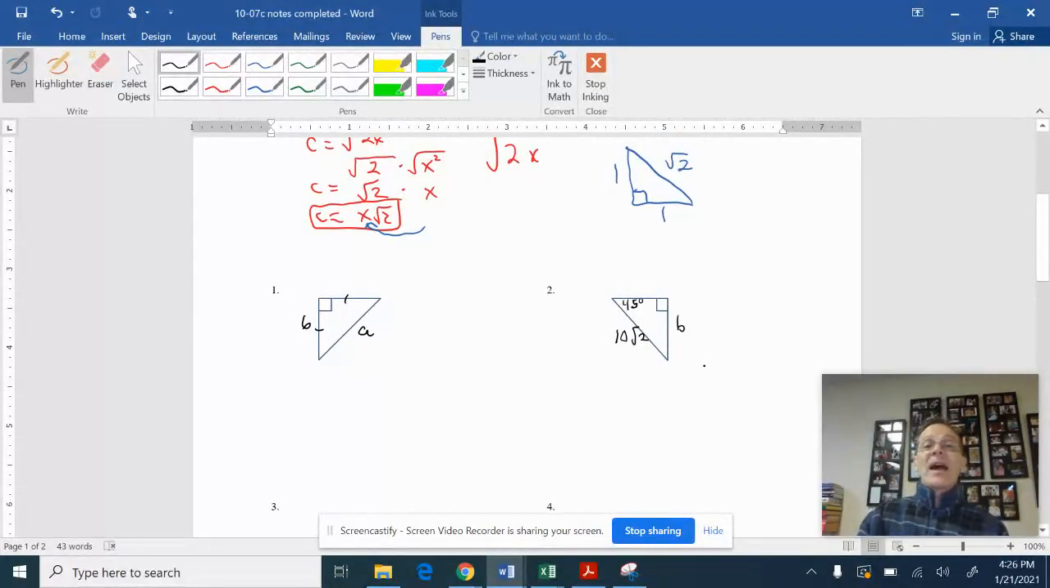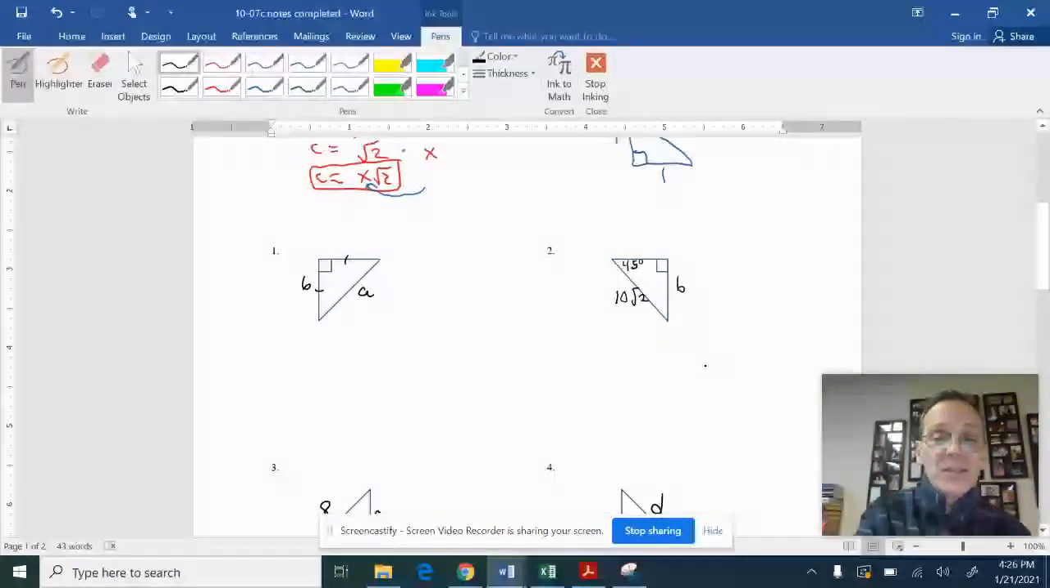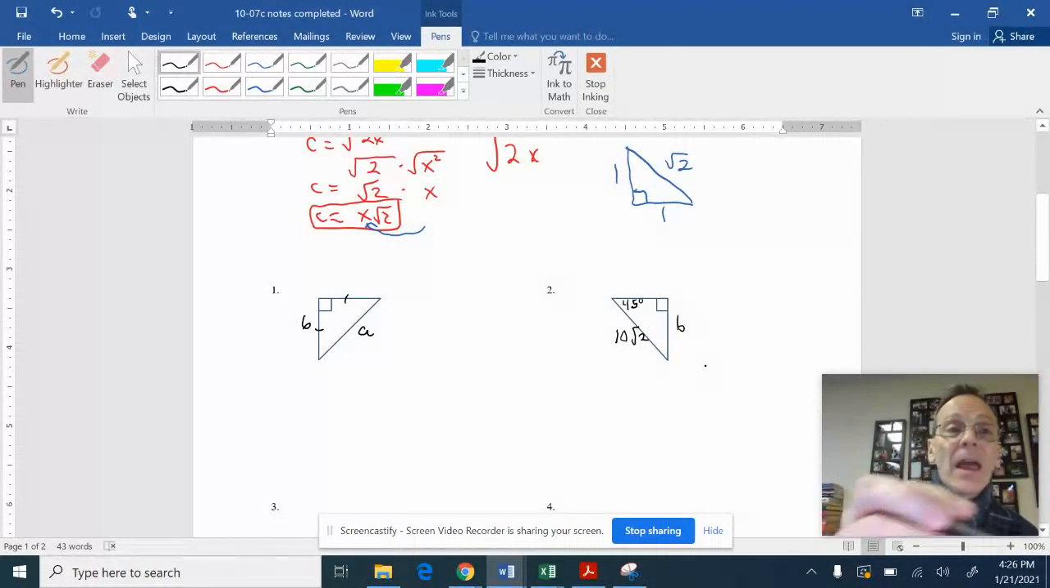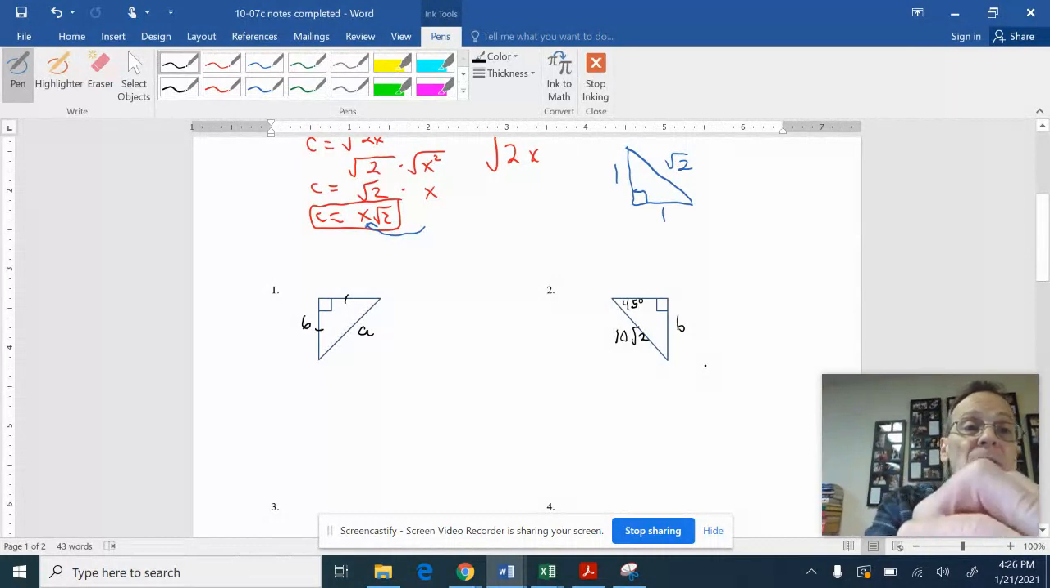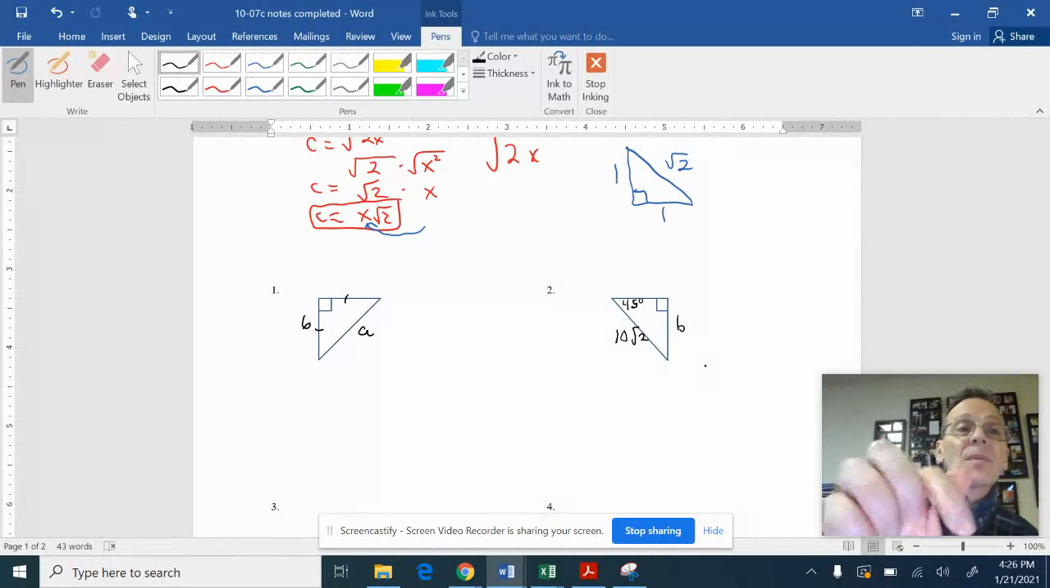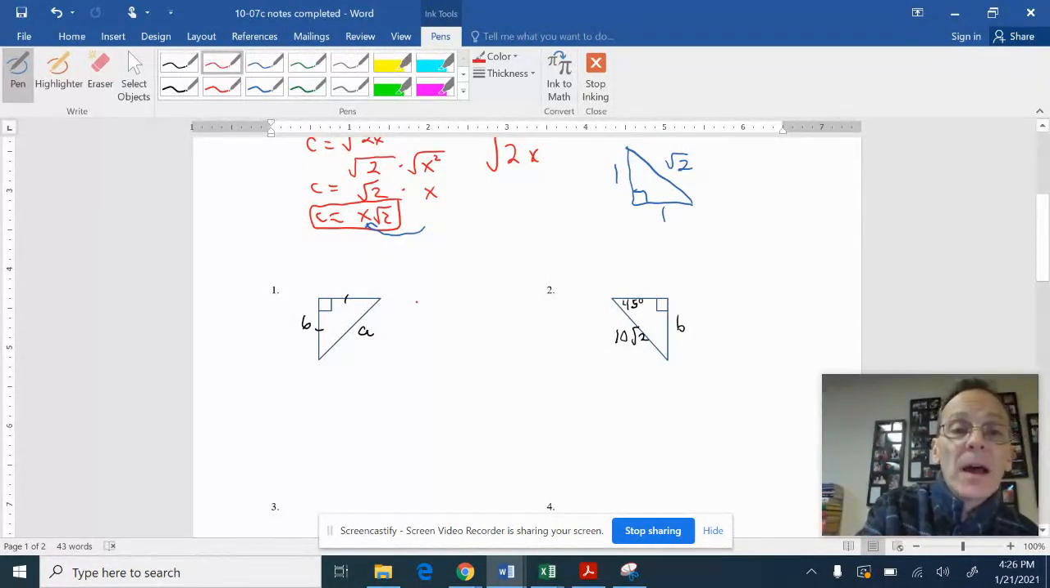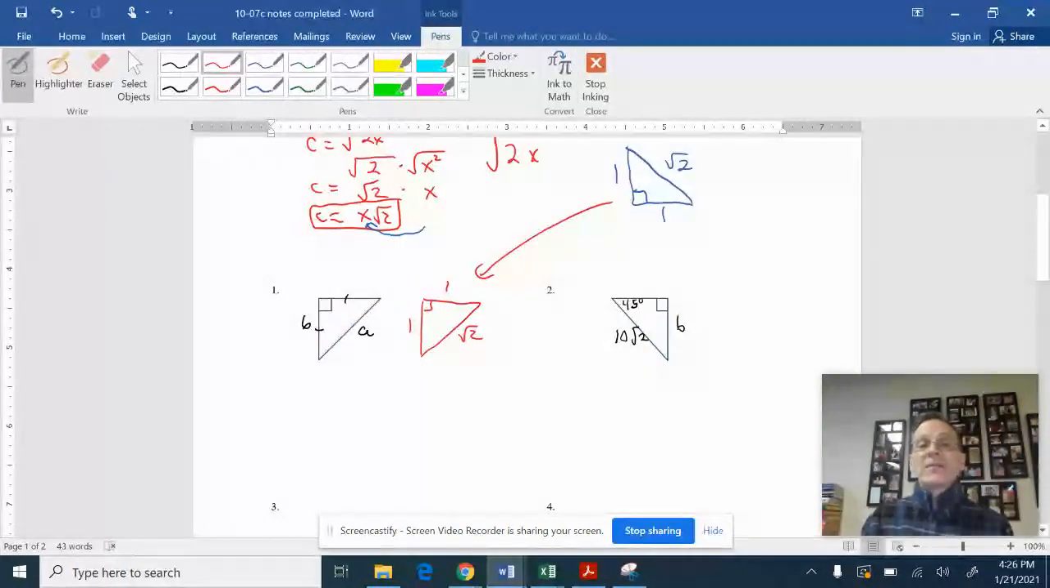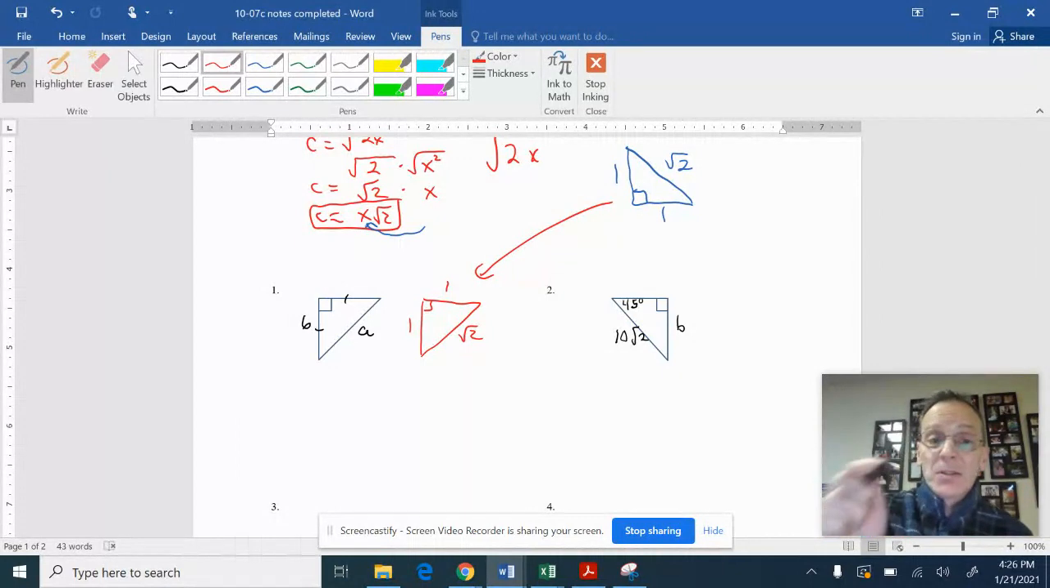Well, let's find out the lengths of A, B, C, and D in these triangles. And again, I'm going to use similarity as my approach to solving these problems. So if I can get my stylus to turn back on, there we go. I'm going to draw another isosceles right triangle next to this one, and I'm going to mark it 1, 1, and radical 2. That's my special case, 45, 45, 90, that I'm going to use every single time to solve for a missing side in some triangle that's been given to me.